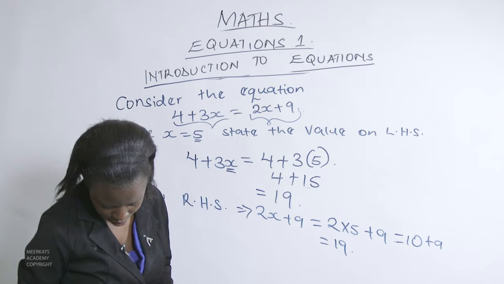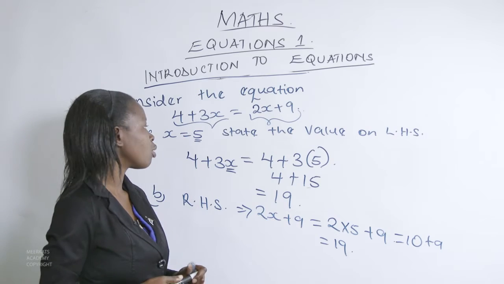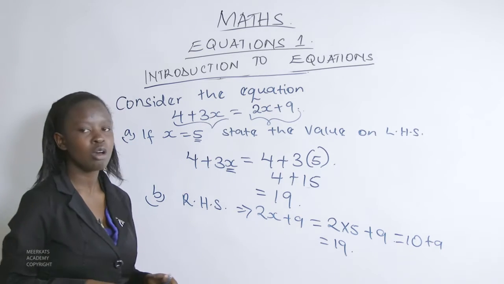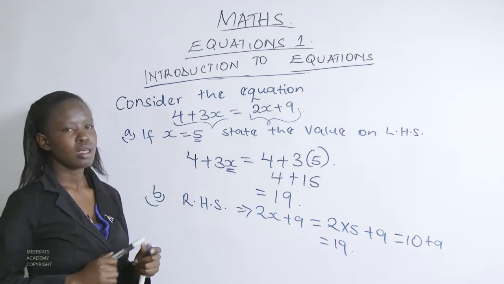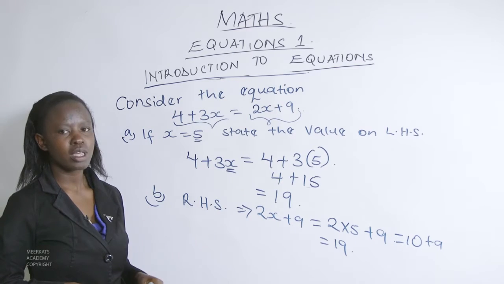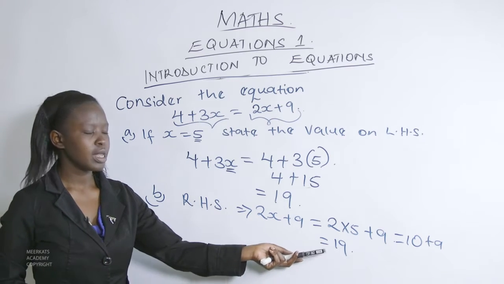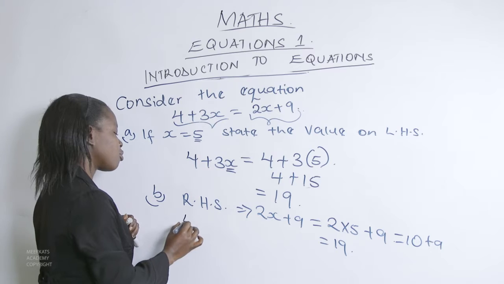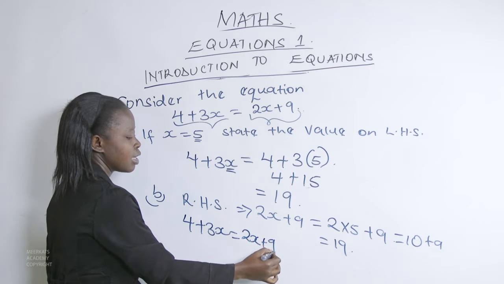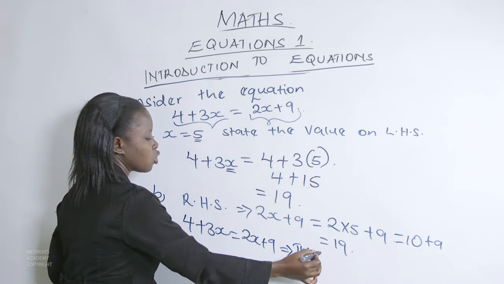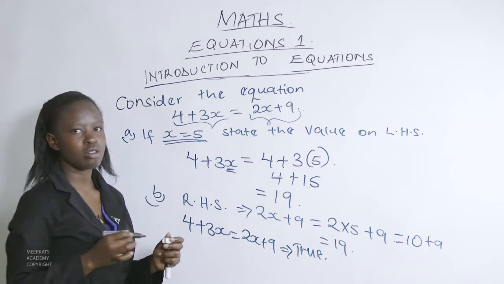So the question is, is the equation true or false for the point where x is equal to 5? Is our equation true or is it false? Looking at our left hand side expression, our value is 19. Our right hand side expression, our value is also 19. So what does it mean? It means that 4 plus 3x is equal to 2x plus 9. It is a true equation. This is true for a point where our x is equal to 5.